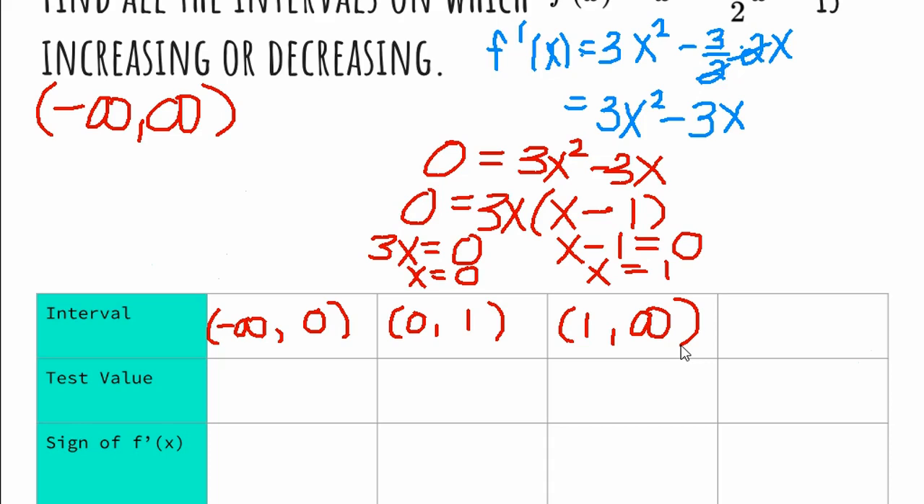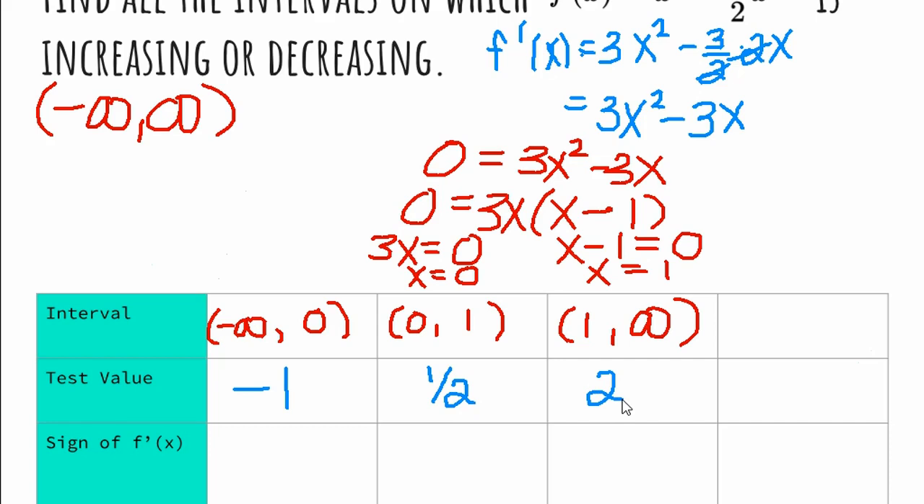You're going to have a hard time calculating that. Pick something nice, maybe like negative 1. Between 0 and 1, maybe I want to pick 1/2. You can pick something else as well. Between 1 and infinity, maybe I'm going to pick 2. These are not the only values you can pick, but they are just examples.